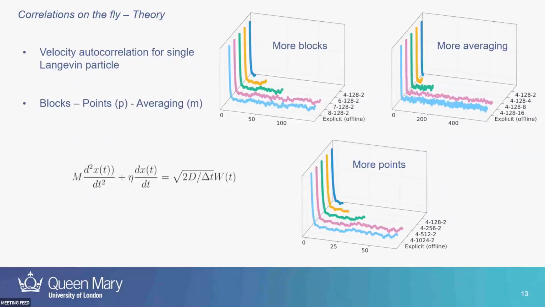So what does that look like in terms of using this? What are these parameters? In this case, I'm just looking at a very simple Langevin particle and computing the velocity autocorrelation across time on the X axis, and that's the correlation on the Z axis across different parameters. So as we increase the blocks and the points, this effectively extends how many lags we have access to and our resolution, especially with the points. And with the averaging, we can see we can extend to much longer timescales, but we have a much coarser picture of the correlation function. Okay.